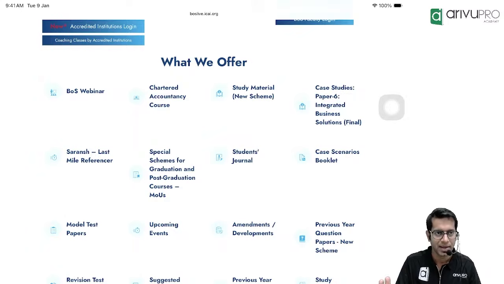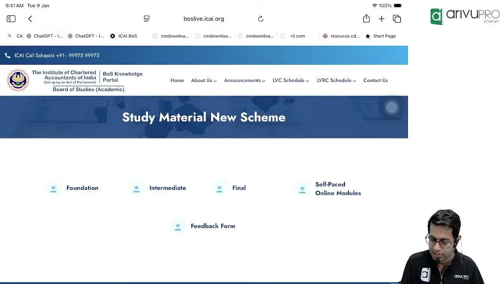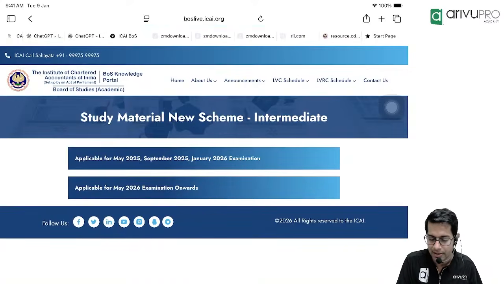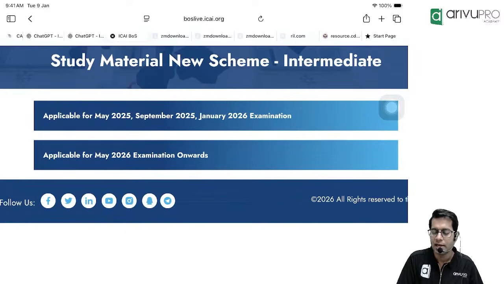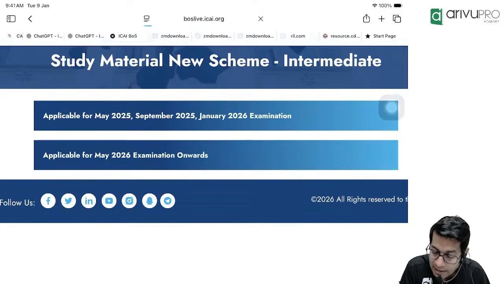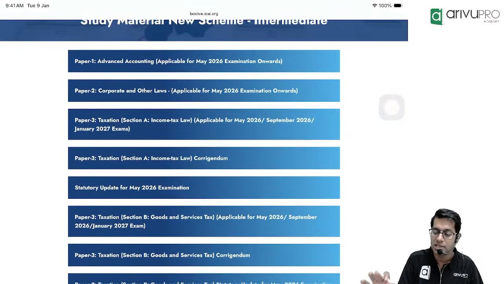Are you understanding? ICAI releases the material once, 9 months before your examination. So ICAI has not yet released any material. See what they are telling: material applicable for May 25, September 25, Jan 26, and now April applicable for May 26 examination and onwards. After this, next year they should release the new material, right? They have not yet released any material. Sir, will they release that material? Of course, yes. But as of now, it is not released.